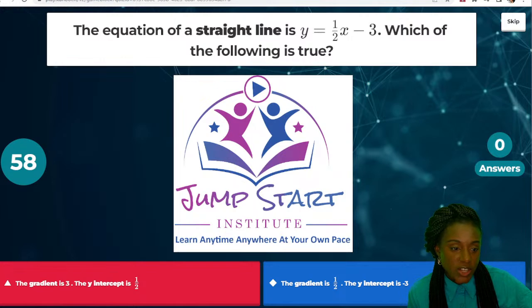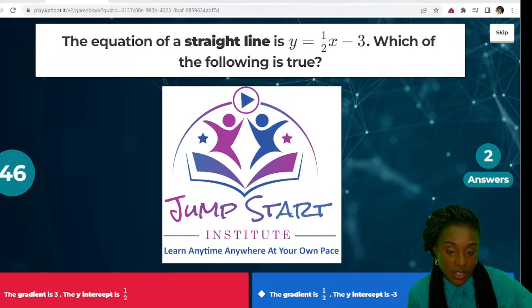The equation of a straight line is y is equal to a half x minus 3. Which of the following is true? Okay, so select the option which is true.